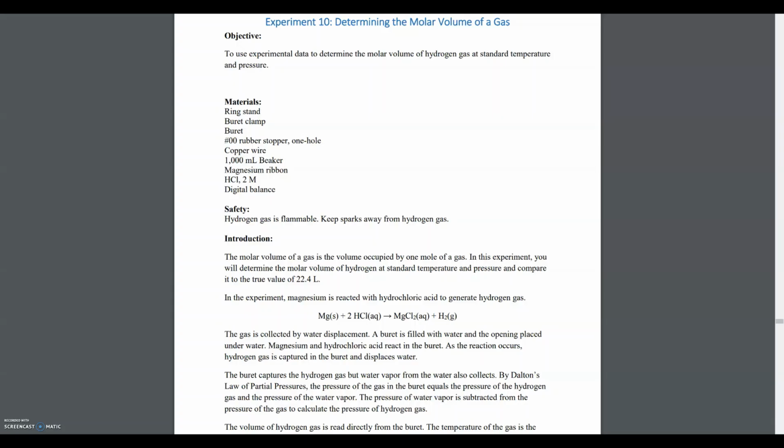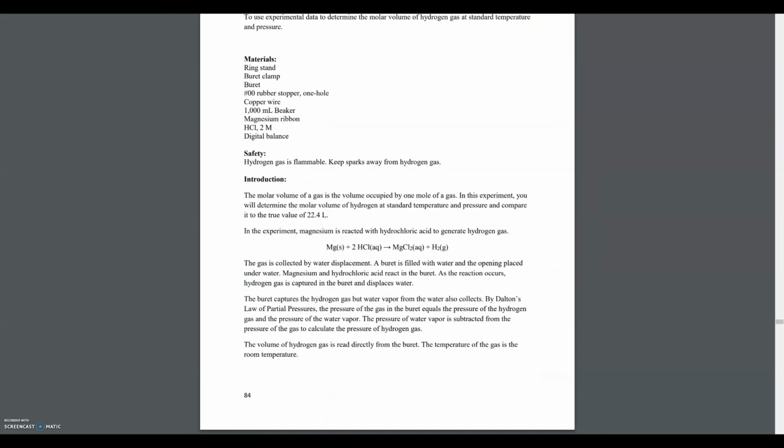Hey guys, this is your lecture video pertaining to the molar volume of a gas experiment, and in this experiment we're going to be determining the molar volume of hydrogen gas at standard temperature and pressure. So I'm going to go over a little bit about how you go through solving for this. The first thing is that you have to understand where the hydrogen gas is coming from, and that is from the balanced equation that you see right here.